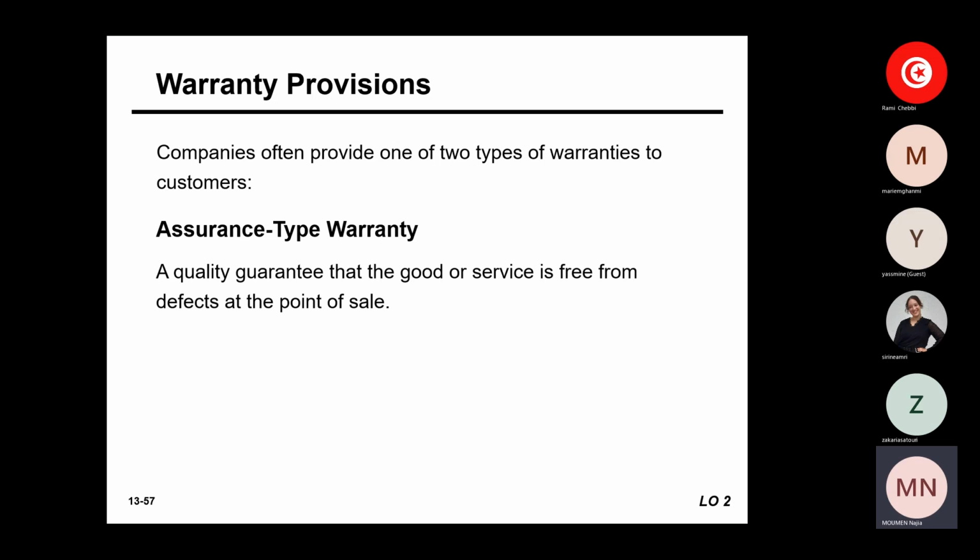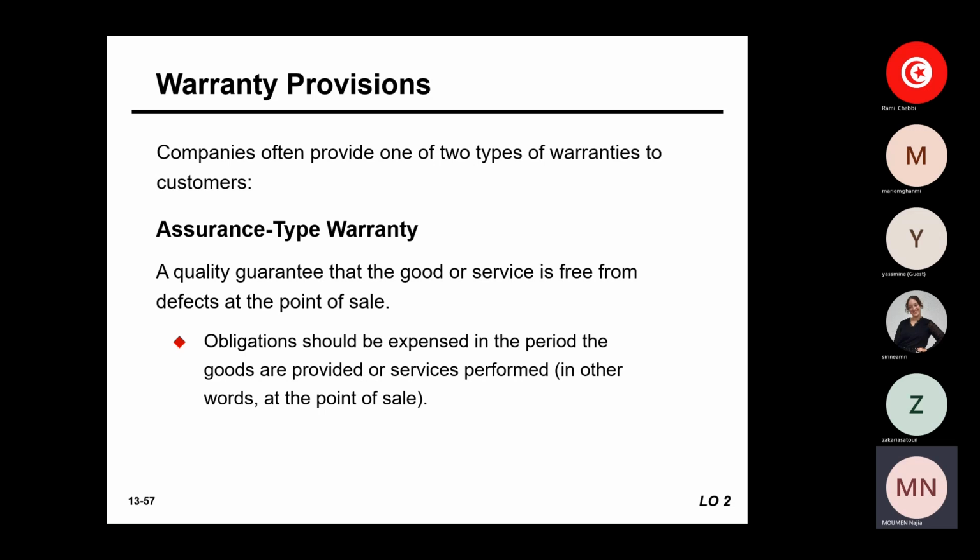Okay, so what is an assurance type warranty? That's a quality guarantee that the good or service is free from defects at the point of the sale. Okay, so that's the assurance type warranty that is offered at the same time when you purchase the product, and it is included in the selling price. So at the time of the sale I should also record an obligation, and I should debit warranty expense in the period the goods are provided or services are performed, so at the point of the sale.